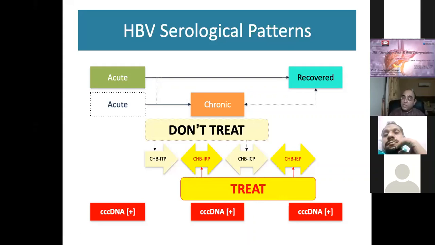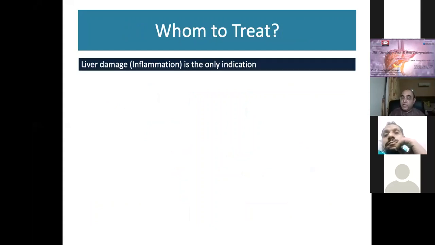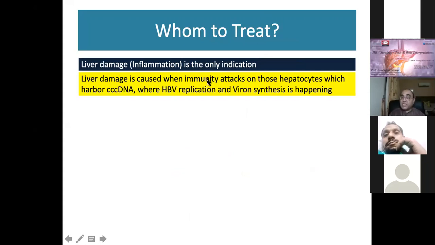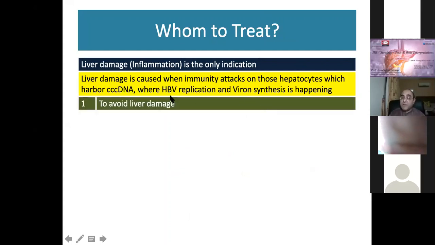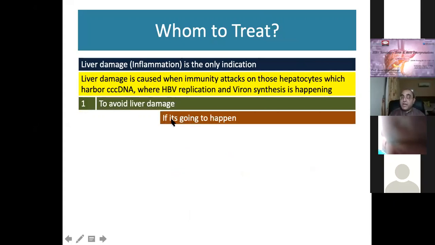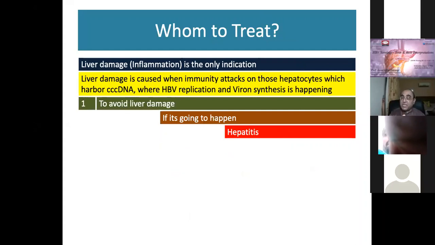This is the significance of why we need to know the serology, because as I said before, liver damage is the only indication for treatment, and liver damage is caused when immunity attacks those hepatocytes which harbor cccDNA, where HBV replication and virion synthesis is happening. So the number one aim is to avoid liver damage. And when will it happen? If the patient has hepatitis. And at what stage? The immune reactive stage and the immune escape stage.